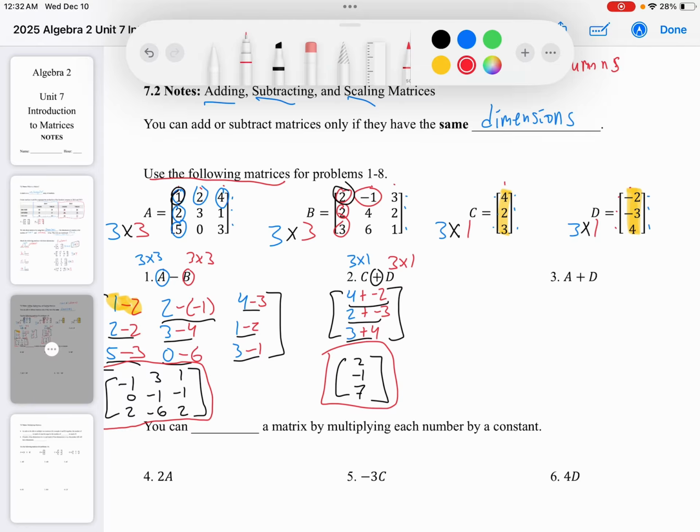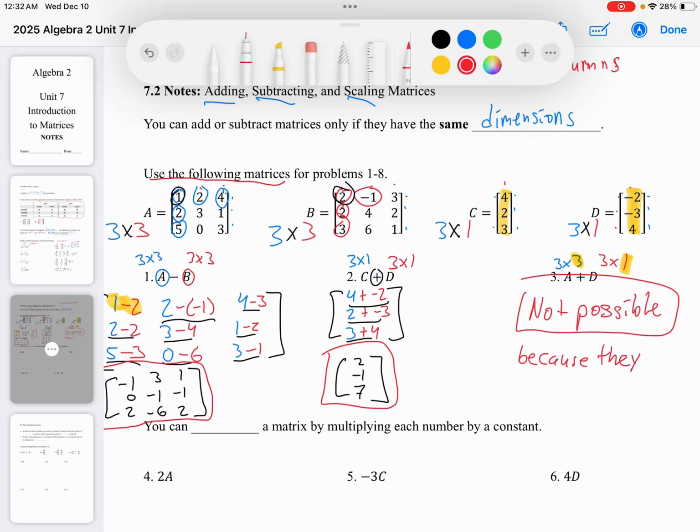Okay, next one, problem 3. We have A, which we said is a 3 by 3 matrix, and then we have D, which is a 3 by 1 matrix. So these two we actually won't be able to add together because they don't have the same number of columns. They do have the same number of rows, but they don't have the same number of columns. So they don't have the same dimensions. This means that this is not possible to add together. You could say it's not possible because they have different dimensions, or because they have a different number of columns. That means that they have different dimensions.